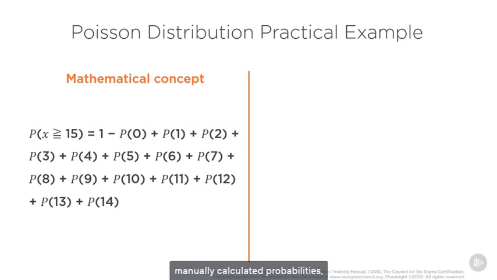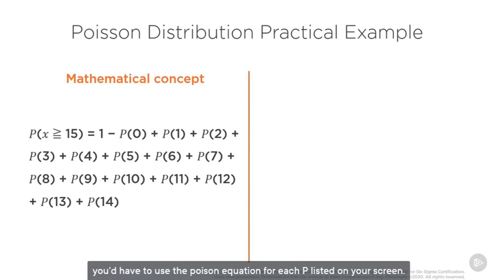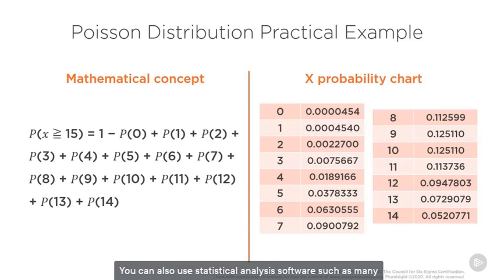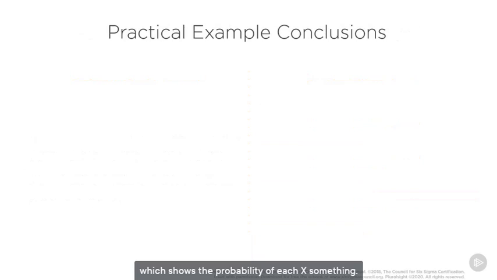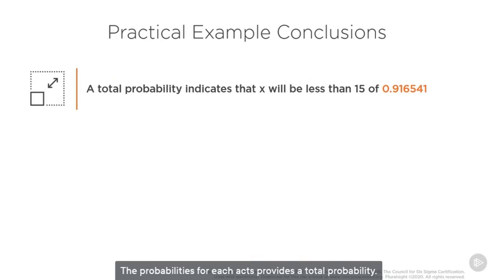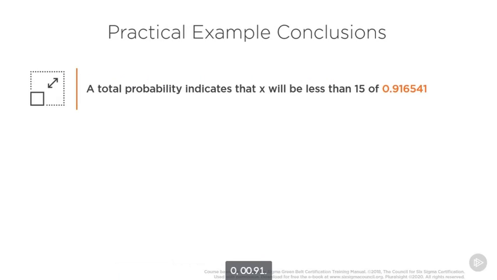To manually calculate the probabilities, you'd have to use the Poisson equation for each P listed on your screen. You can also use statistical analysis software such as Minitab to make the calculations for you. We'll cover how to handle such analysis in Minitab in later modules. For now, though, consider the chart on the screen which shows the probability of each X. Summing the probabilities for each X provides a total probability that X will be less than 15 of 0.91.